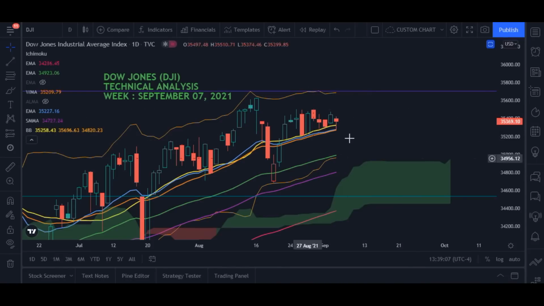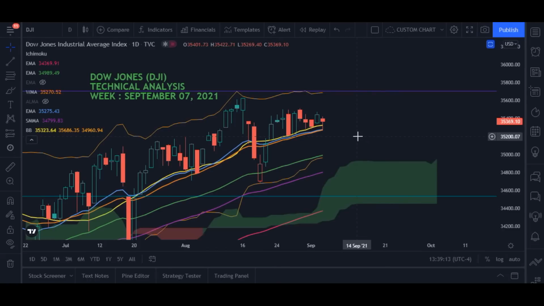Okay, we are here on the daily chart, the daily chart of the Dow Jones Industrial Average Index. We have seen that on the weekly chart the trend is not clear. However, one thing is very clear on the weekly chart, that there is a weak bull trend. That is very much clear on the weekly chart. Now this is the daily chart.